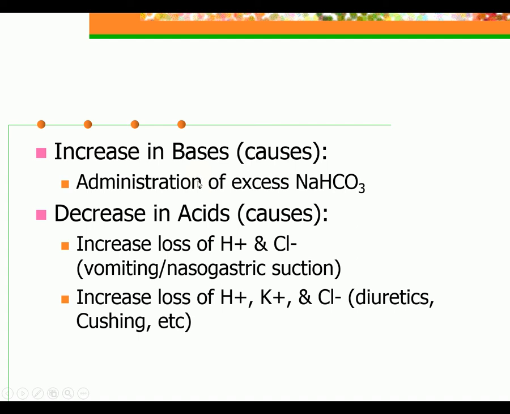So these little old ladies who take in a lot of Tums, Alka-Seltzers, things like that, have an increase in base. A decrease in acids could be through a loss of hydrogen and chloride through vomiting and nasogastric suctioning. A decrease in acids. Why vomiting? Because I started with an acidic environment in my stomach. And if I start losing those acids, that causes a decrease in acids. Okay, diuretics, some of your diuretics can cause it, and some of your syndromes such as Cushing's.